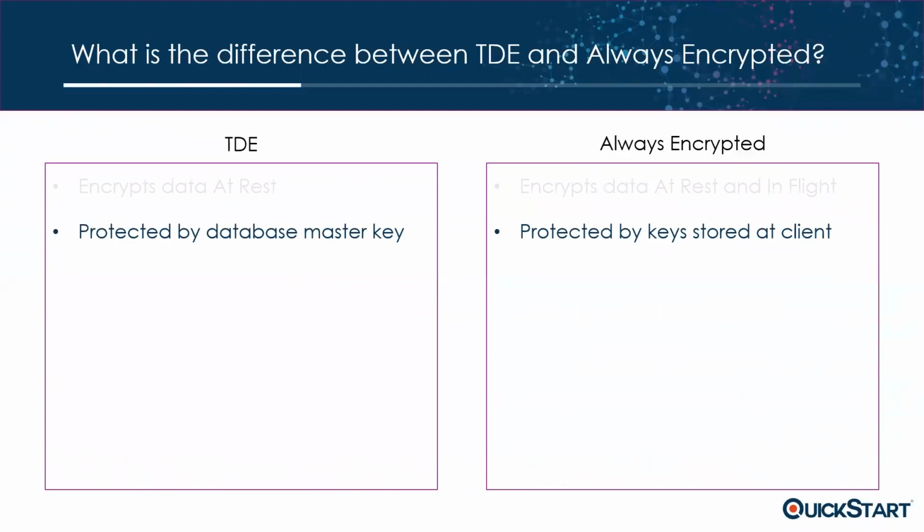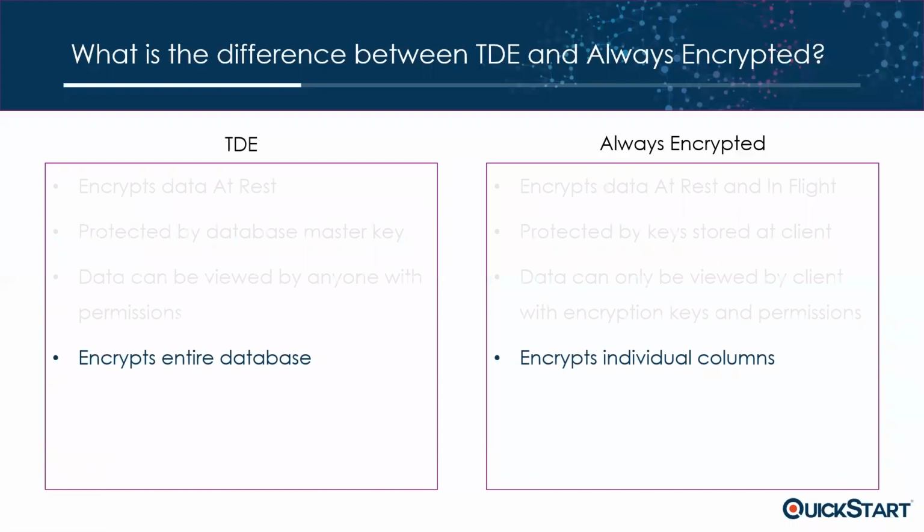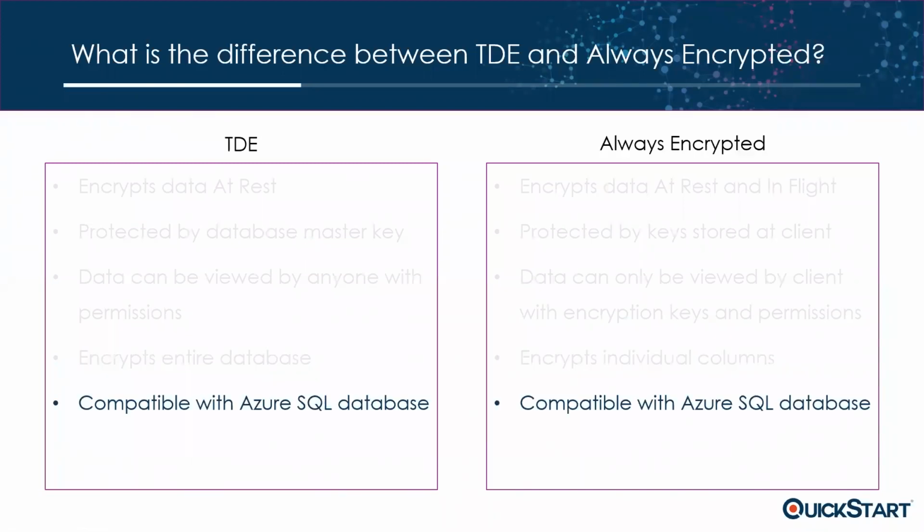TDE is protected by the database master key. Here, it is protected by a key stored at the client. In TDE, data can be viewed by anyone with permissions. So here you go, I'm the data or SQL admin, so I have all the permissions, I'm the super user. I pretty much can see everything, provided I give myself enough permissions. But in this case, data can only be viewed by clients with encryption keys and permissions. TDE will encrypt the entire database, and Always Encrypted will encrypt individual column or columns.